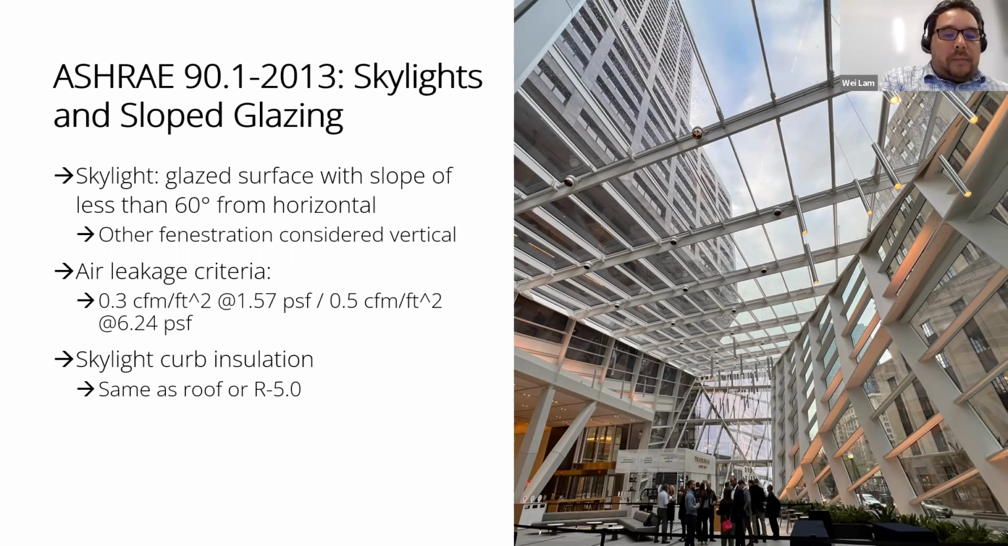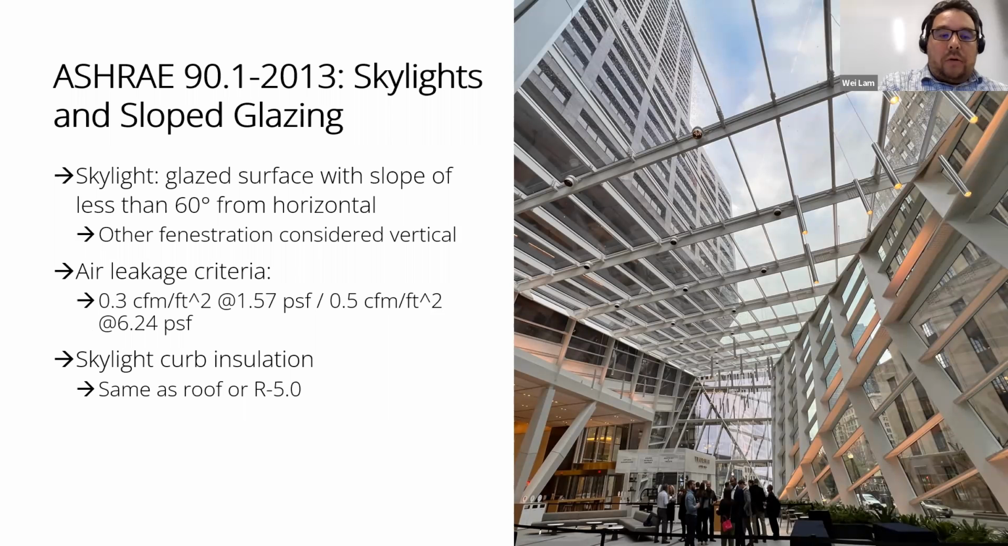ASHRAE 90.1, in this case, I looked more closely at 2013, defines skylight as a glazed surface with a slope less than 60 degrees from horizontal, so slightly different from the other codes or documents that we've reviewed or discussed already. All other fenestration is considered vertical. There are some very specific requirements within ASHRAE 90.1 with regard to air leakage. So 0.3 CFM per square foot at approximately 1.6 PSF, and a slightly higher prescriptive leakage rate at the higher 6.24 PSF.